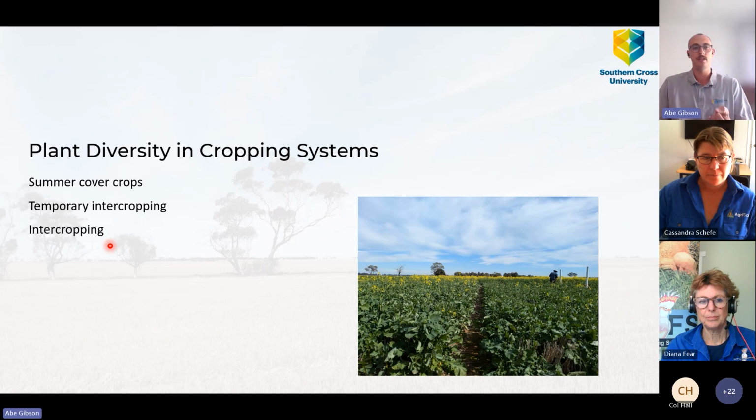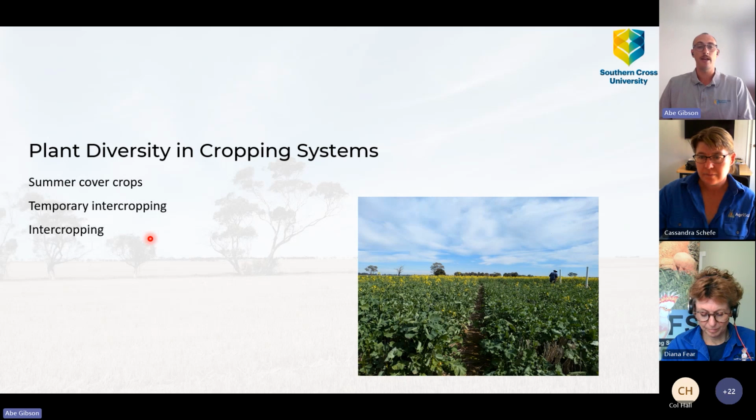When I talk about plant diversity, we've been looking at summer cover crops and temporary intercropping. That's growing wheat with vetch or clover in some years, then spraying out that legume and taking the wheat to harvest. This year, because last year was a wheat year, for our canola year in our trials, we've looked at intercropping, where we take fava beans, field pea and canola grown in the same plot, both to harvest, and see how that goes.